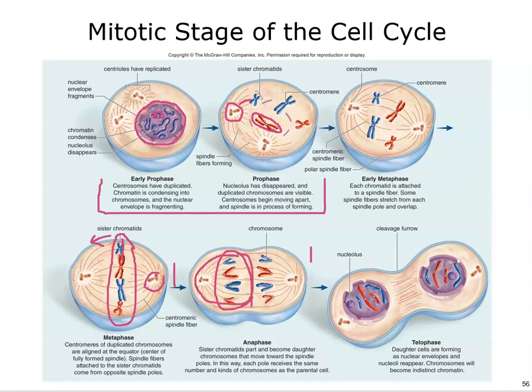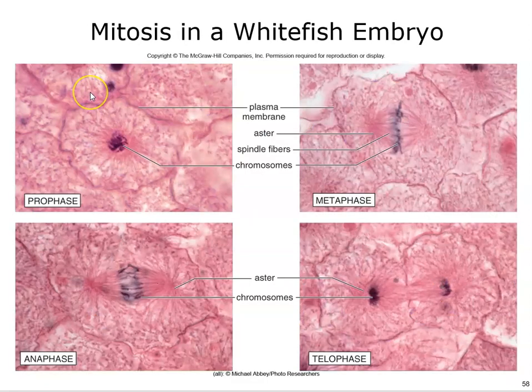And the telophase, where we are resynthesizing the nuclear envelope, and we have here the simple chromatids, and eventually they're going to become chromatin again. And this cleavage is going to be the beginning of the division of the cytoplasm, which is the cytokinesis. Here you have the 4 phases of mitosis.